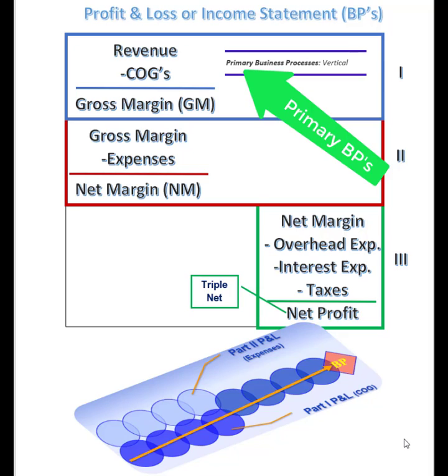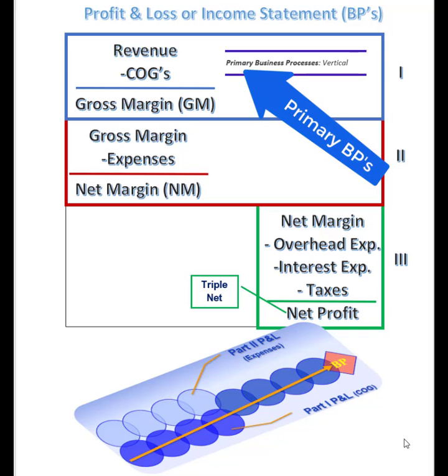So we have, if you will, our chain, our set of activities that takes, for a manufacturer, the raw materials, converts those raw materials into finished goods, sends them off to the distribution centers, and from the distribution centers to the resellers, and so on and so forth. In terms of a wholesaler, the purchase of the products, the storage of those products, and in terms of retailers, essentially the purchase of the product and the display. So basically, the primary business processes are associated with Part 1 of the P&L.